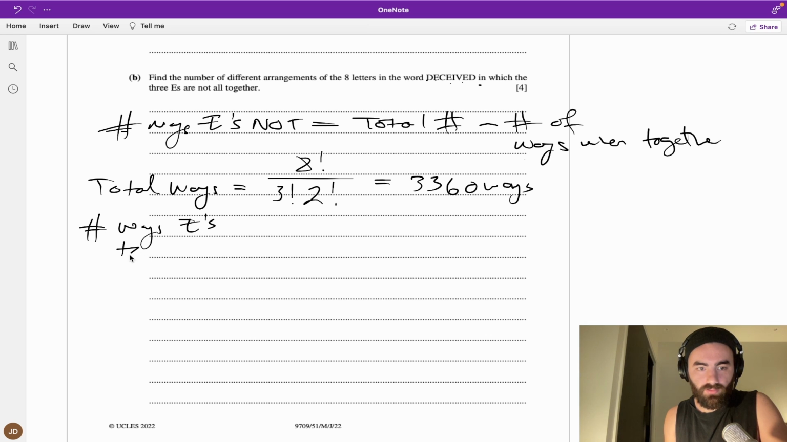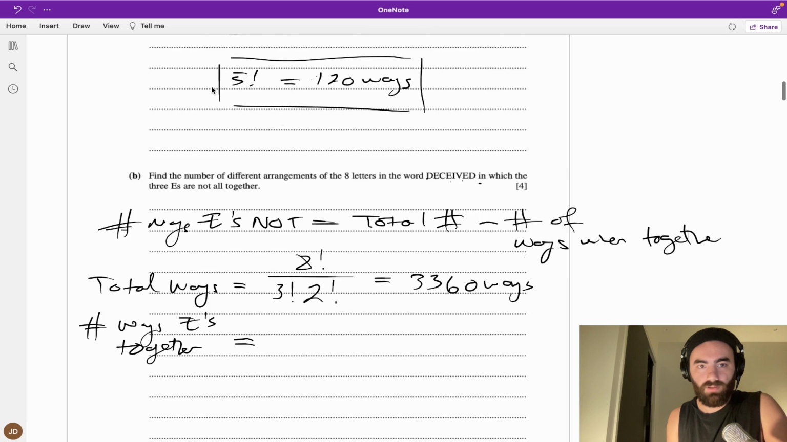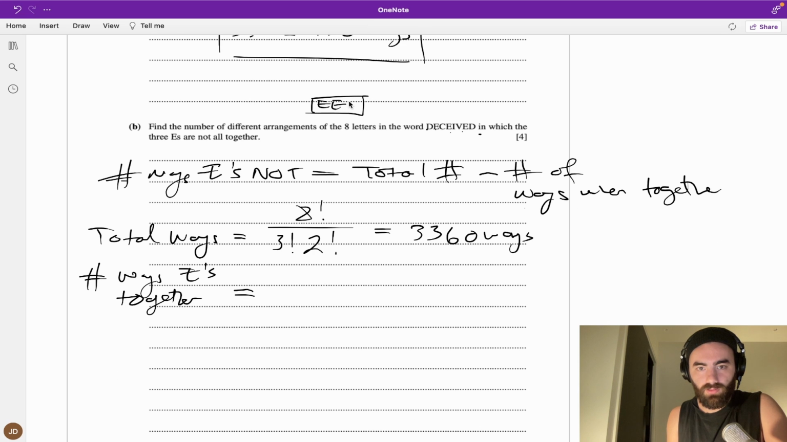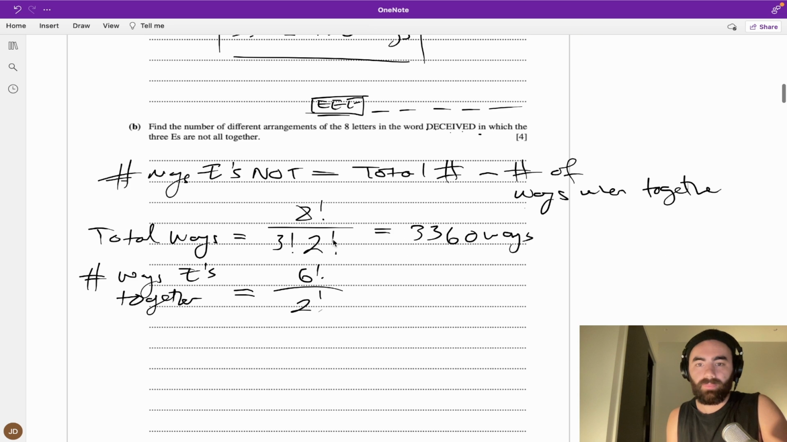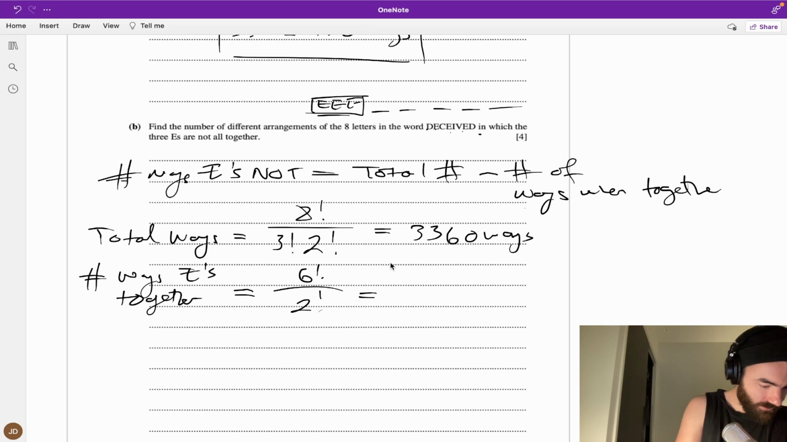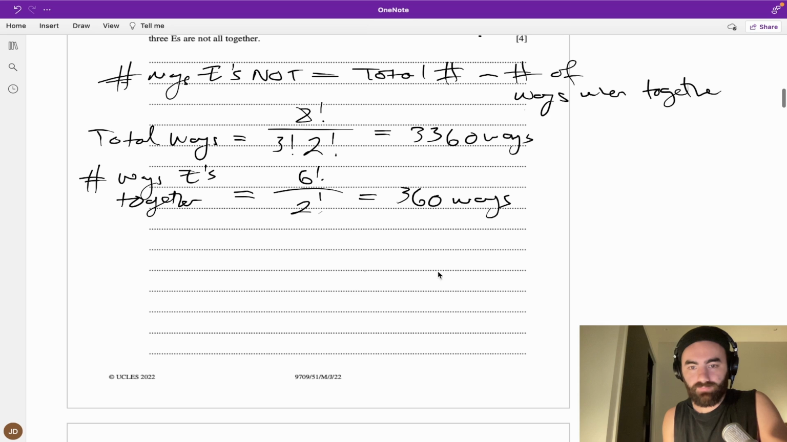And what are the number of ways when E's are together? Handwriting's pretty crap right now. Well, this is a similar concept as up here, but we just keep the E's together. So E, E, E, that's 1 block, and then we have 5 more letters, so 6 items. Remember, we have 2 D's in here, so it's 6 factorial divided by 2 factorial, because we're overcounting: the D and D represent the same permutation. So 6 factorial divided by 2, which is 360 ways.